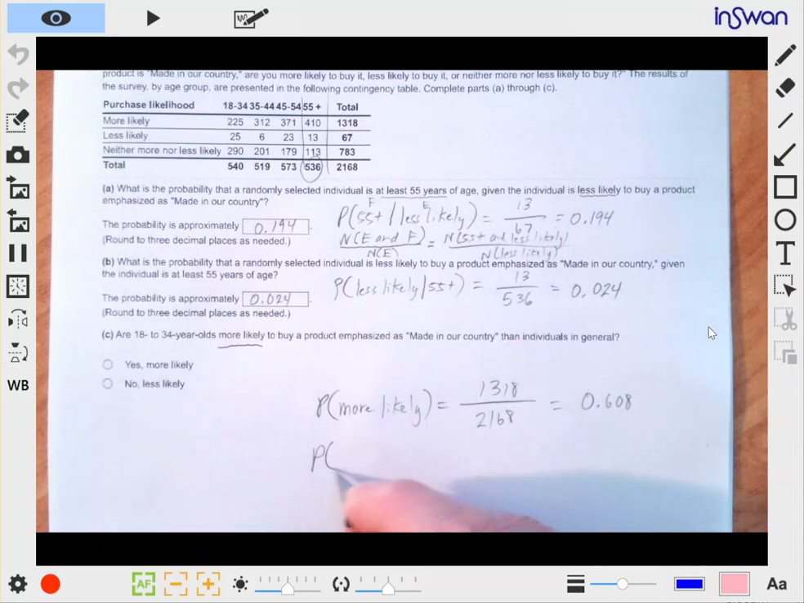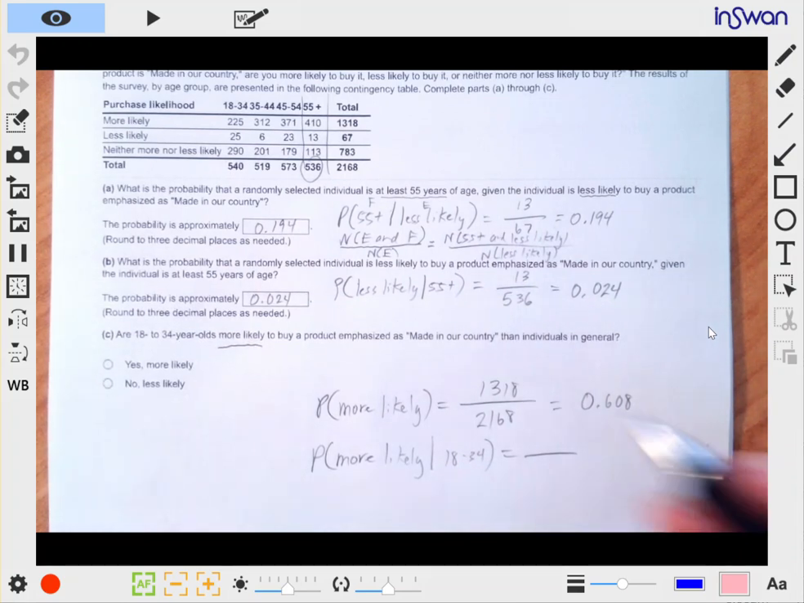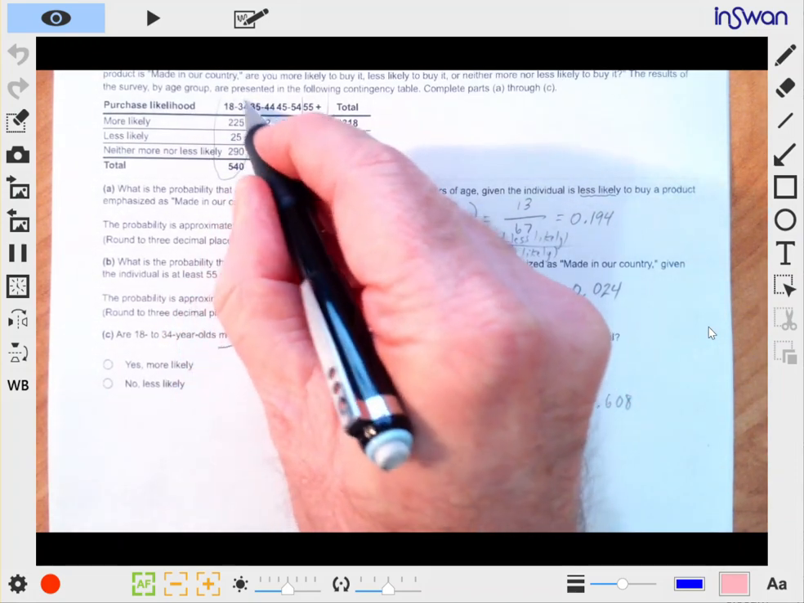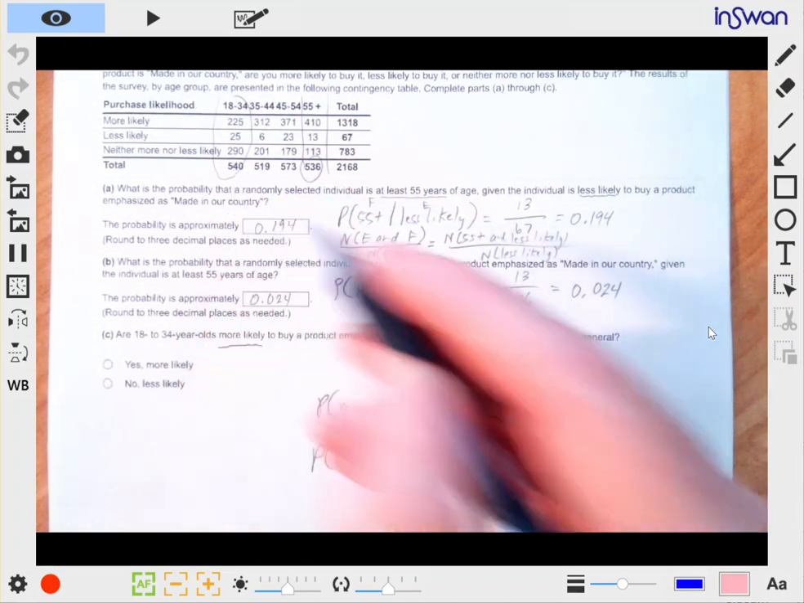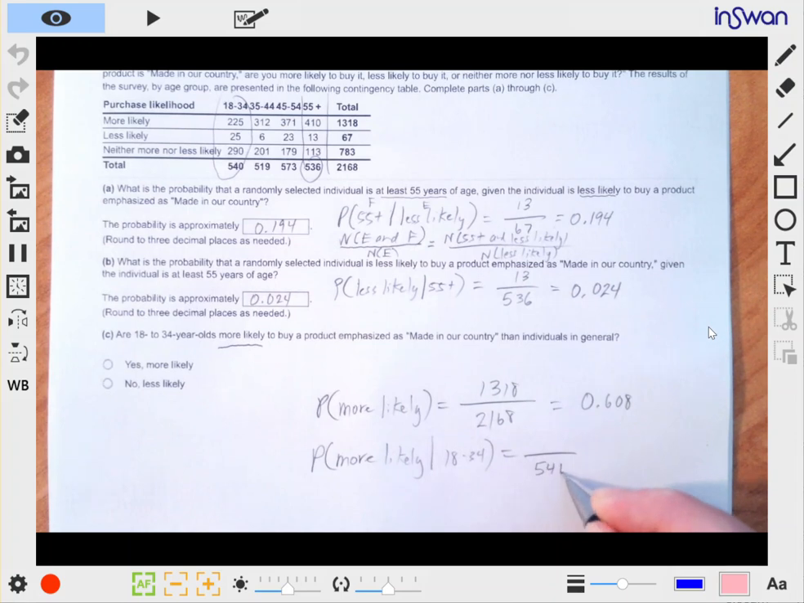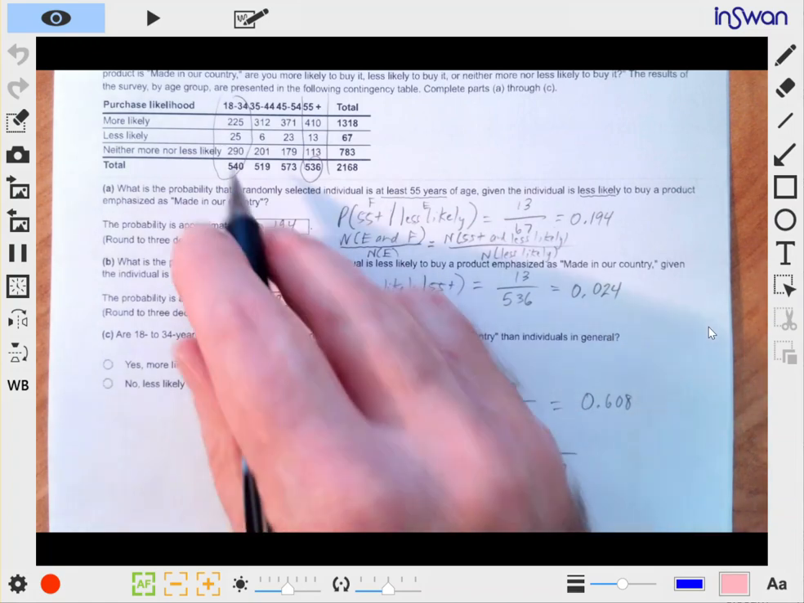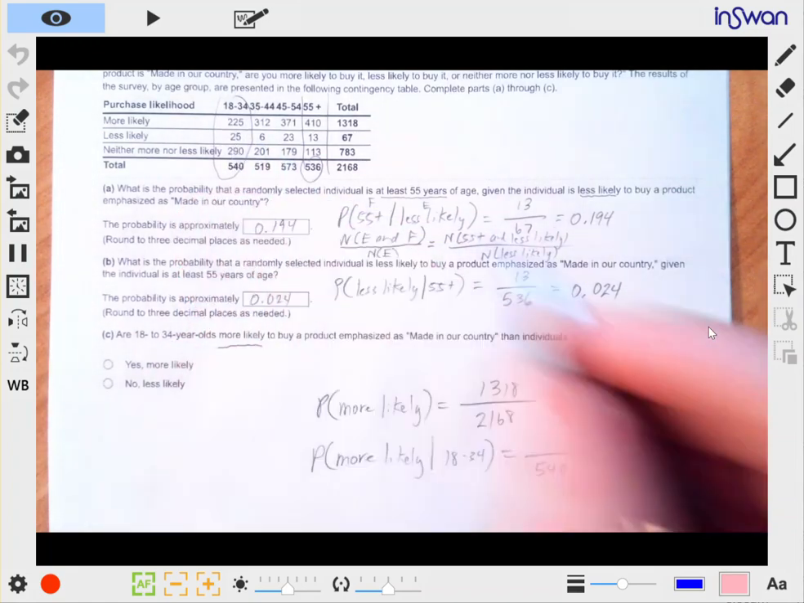So what if we restrict ourselves to the 18 to 34-year-old group? So we want the probability that they're more likely, given that they're 18 to 34. So this time we're limiting ourselves to the ones that are 18 to 34. That's this column here. And so 540 is the denominator there for restricting ourselves to that age group. And we want the ones that are more likely, that's the 225.